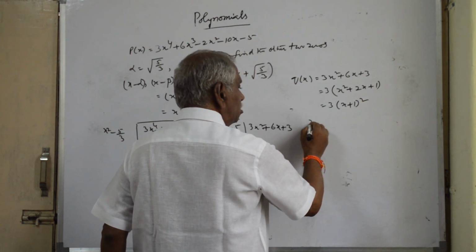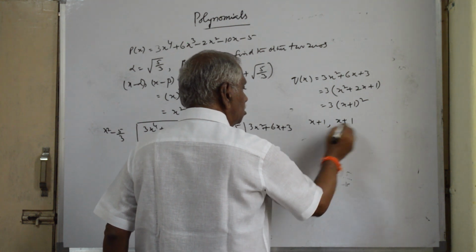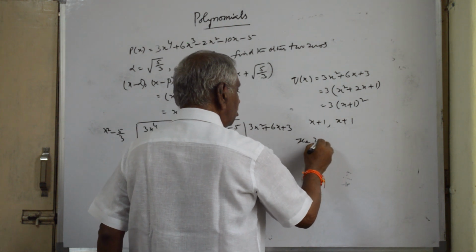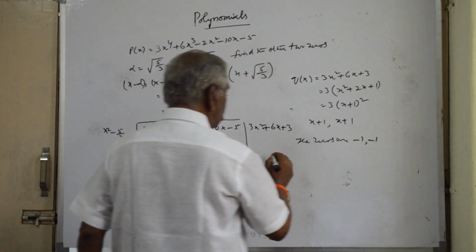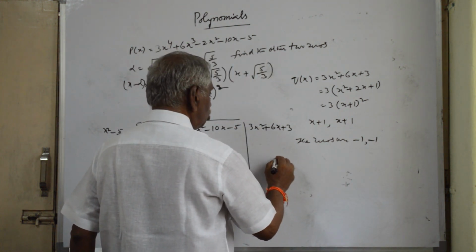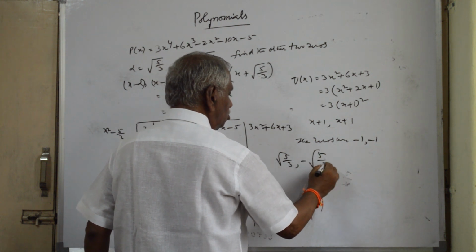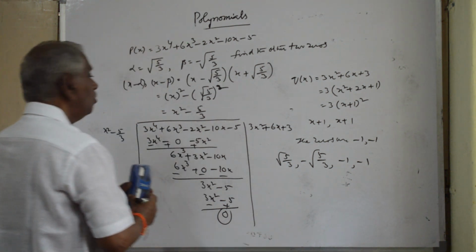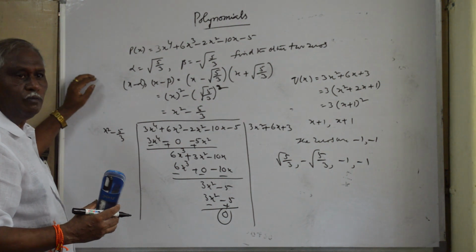So the factors are x plus 1 and x plus 1. 3 is also one factor. So the zeros are minus 1, minus 1. In total, root 5 by 3 is one zero, minus root 5 by 3 is the other zero, and minus 1 and minus 1 are the zeros of this polynomial. This is the way we can find the zeros of a polynomial.